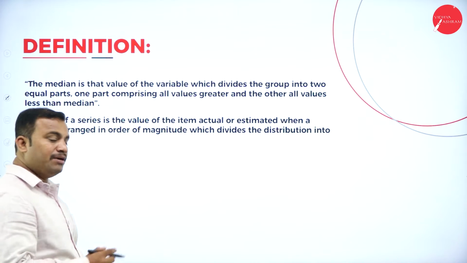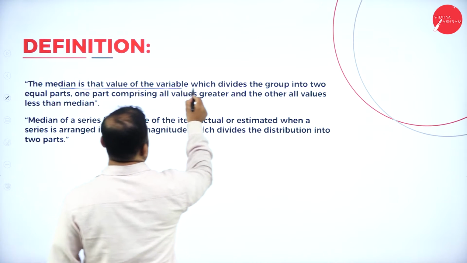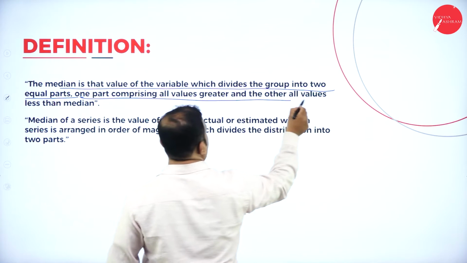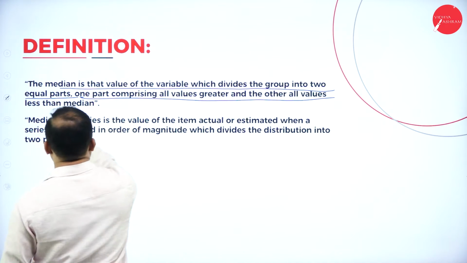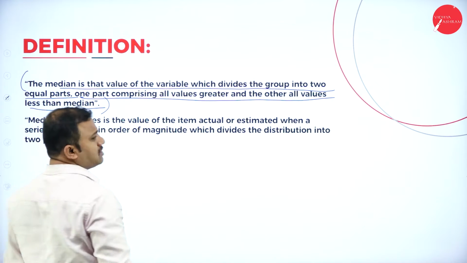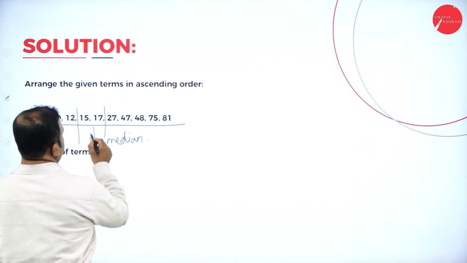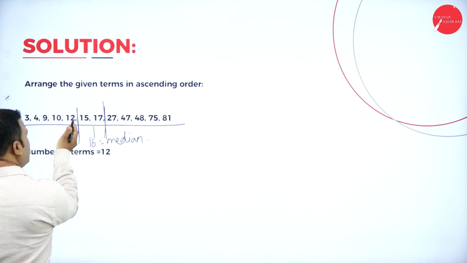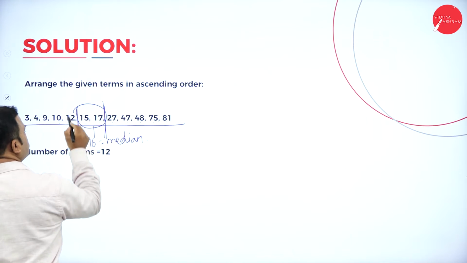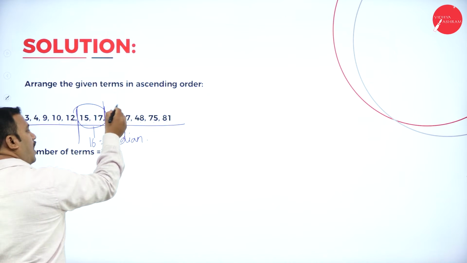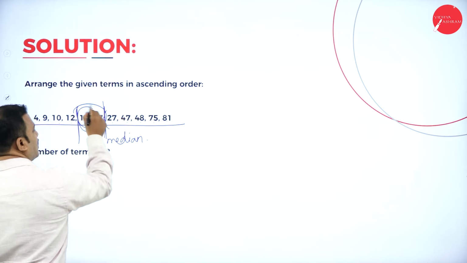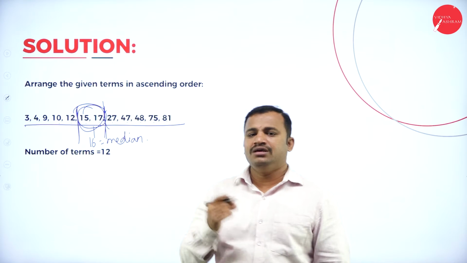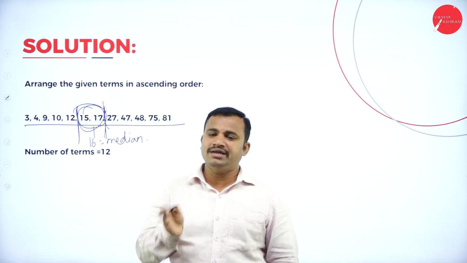The median can be defined as the value of the variable which divides the group into 2 equal parts, one part comprising all values greater than the median and the other all values less than the median. That means if you consider this set of elements and arrange them in increasing order, every element before the center will be less than the center item, and every element after the center will be greater than the center element. We have this arrangement because we have already arranged them in increasing as well as decreasing order.